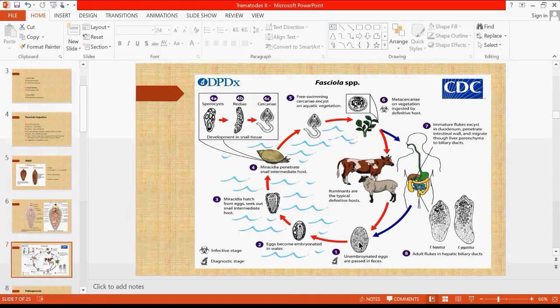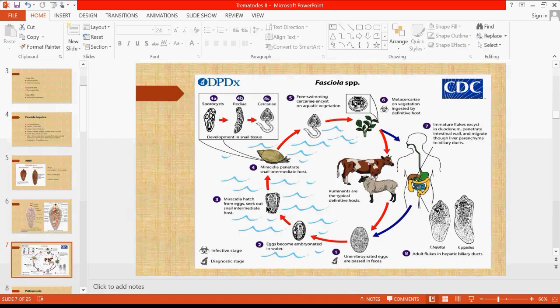So these unembryonated eggs which are passed go into the water, and the next stage of their development starts in this water. The eggs develop in the water in 1 to 2 weeks to release the miracidium. Okay, so the next larval form is the miracidia. So the eggs go into the water, take 1 to 2 weeks for development, become embryonated in water, and then transform into the miracidia.